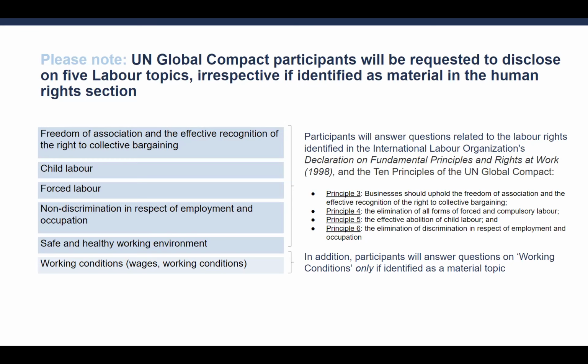It is important to note that the company will be asked in the labor section of the questionnaire about specific labor rights topics connected to the 10 principles of the UN Global Compact, regardless if the company selected them as material in the human rights section. The labor topics that the company will be asked in any case are freedom of association and the effective recognition of the right to collective bargaining, child labor, forced labor, non-discrimination in respect of employment and occupation, and safe and healthy working environment. In addition, only if a participant selected working conditions as a material human rights topic in the human rights section will questions appear for that topic in the labor section of the questionnaire. Let us now have a closer look at the questions in the labor section.